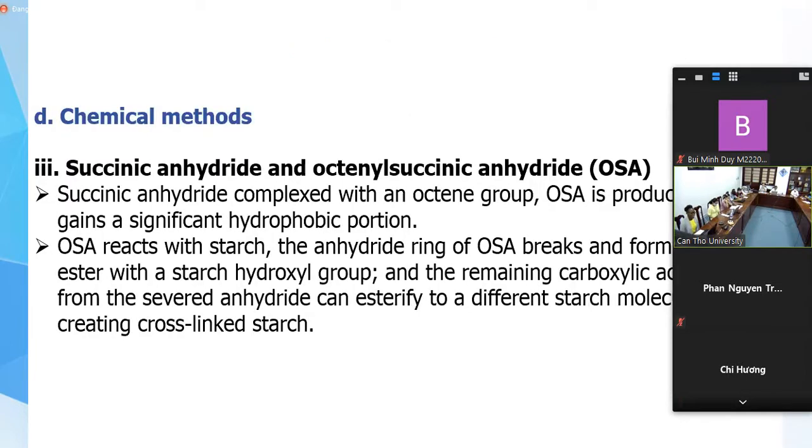And then finally, for the chemical methods, we have succinic anhydride and octenyl succinic anhydride. In this case, a succinic anhydride complex with an octene group is produced, and it gets a significant hydrophobic portion. The OSA reacts with starch, and the anhydride ring of the OSA breaks and forms an ester with a starch hydroxyl group, and the remaining carboxylic acid group from the severed anhydride can esterify to a different starch molecule, creating cross-linked starch.